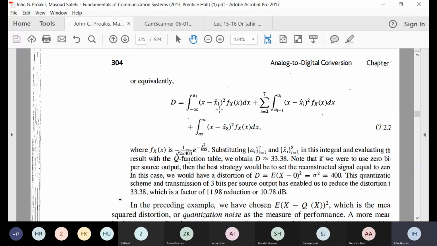So here we already know that fx, which is the PDF of x, is a Gaussian random variable, whose mean was 0, and the variance comes out to be 400. So you can represent its PDF by a Gaussian random variable of 0 mean and 400 variance. This will be 1 over square root of 2 pi 400, e to the minus x squared over 2 sigma square, which is 800. This will be its PDF.